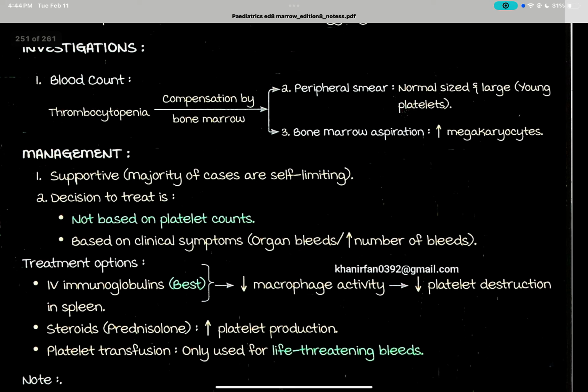Investigations: blood count, peripheral smear, and bone marrow aspiration. In the blood count you will find thrombocytopenia, that is decreased platelets. It will be compensated by the bone marrow. In a peripheral smear you will see normal size and large, young platelets. Bone marrow aspiration shows increased megakaryocytes.